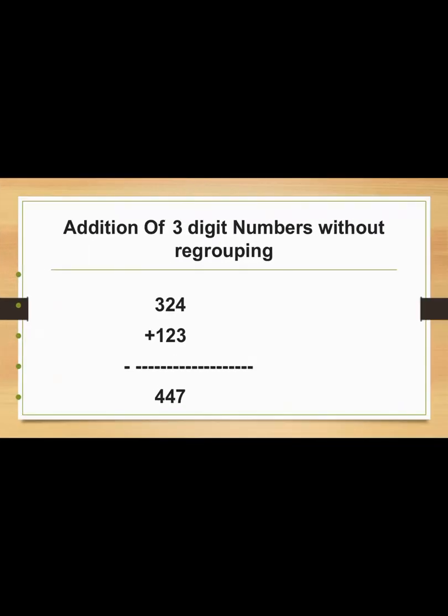So let me have addition of 3-digit numbers without regrouping. A simple example is given here. 324 plus 123. Actually, we have to add from the ones place. The ones place digits are 4 and 3, which are to be added, and the sum is 7. The tens place, 2 plus 2 is 4 and 3 plus 1 is 4. So they have already learned this.